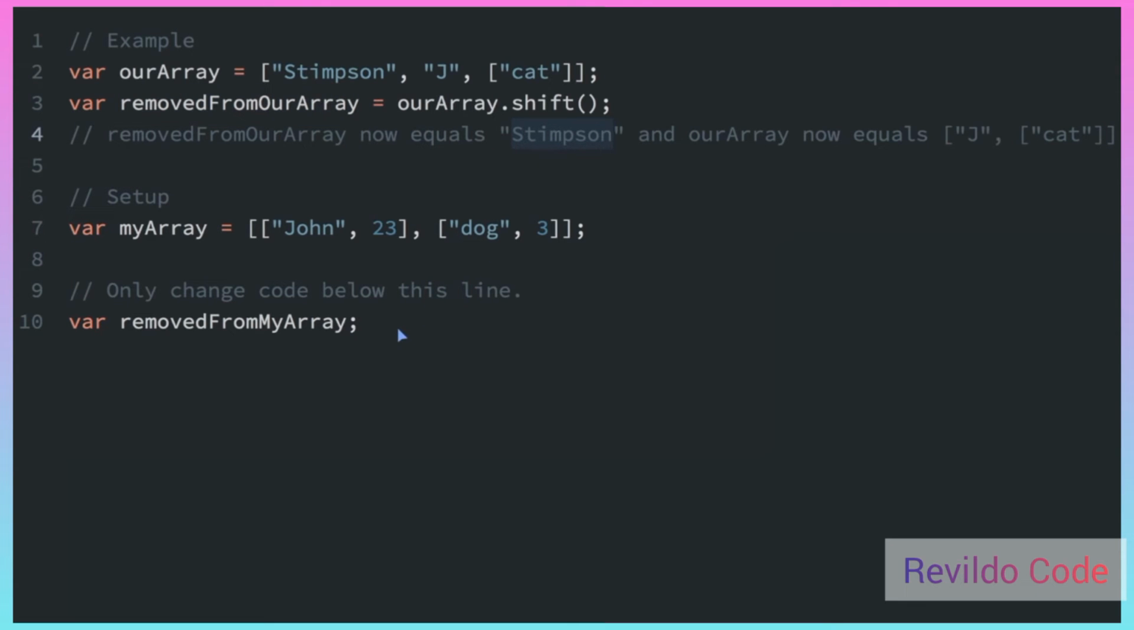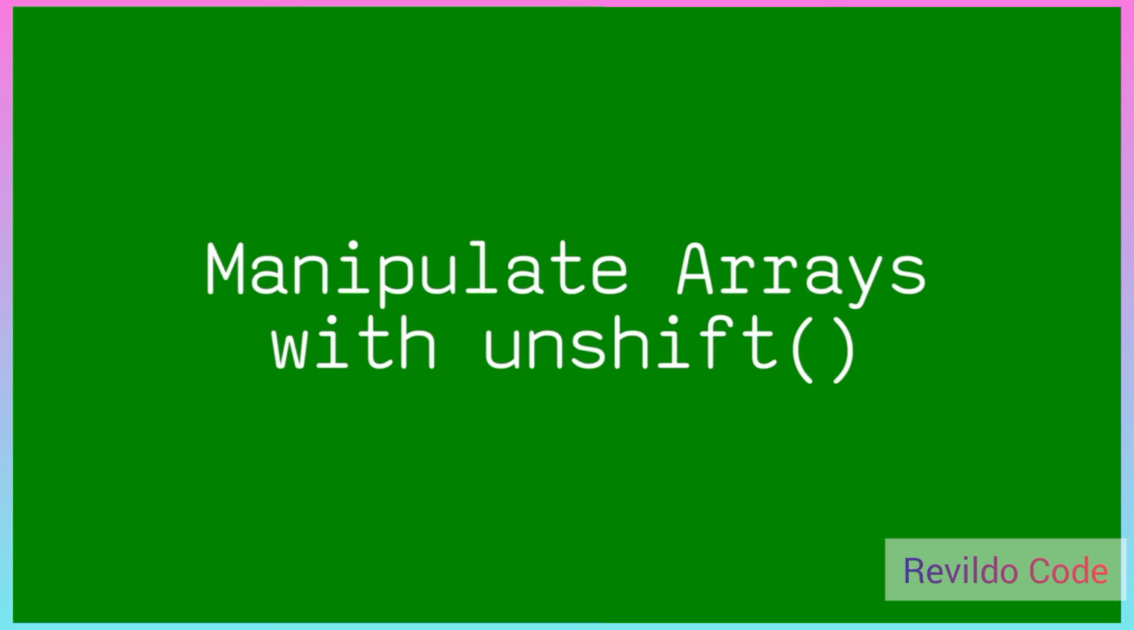So let's do another example down here. We're going to do a shift again. So I'm going to do equals my array dot shift. And now my array is just going to equal dog 3, and the removed from my array is going to equal John 23.